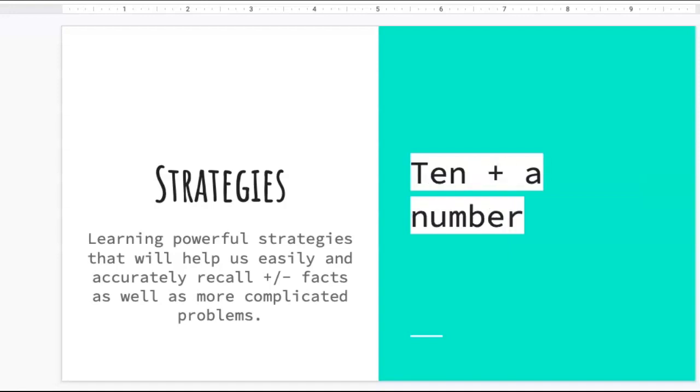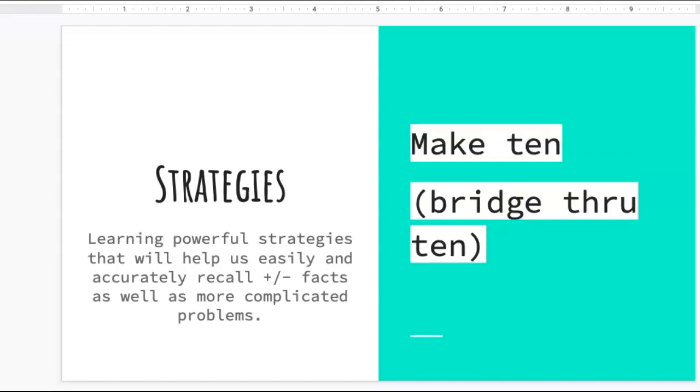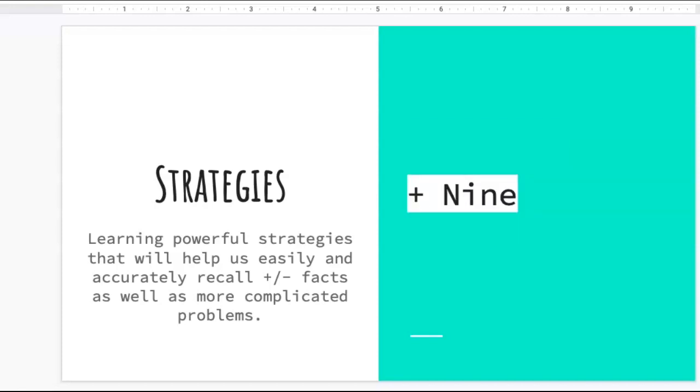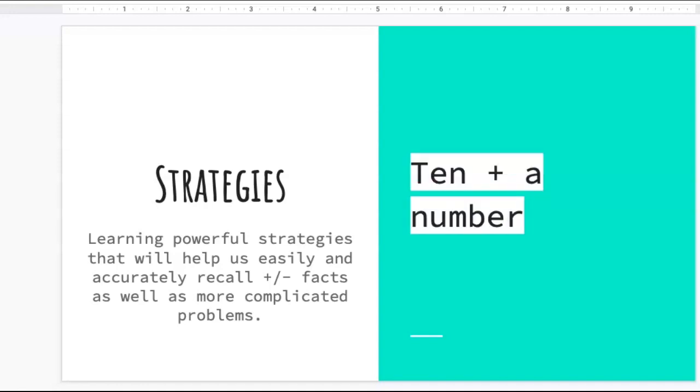We're going to be going over in this video 10 plus a number, making 10, or using 10 as a bridge to solve our problem, and our plus nines. This video will conclude our addition strategies, and our next video will pick up with some subtraction videos. Let's start with 10 plus a number.